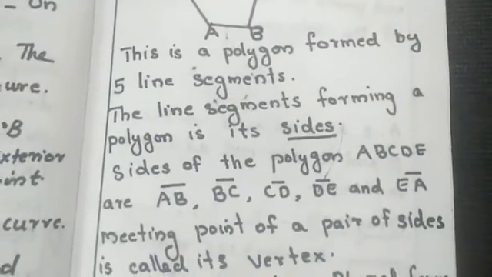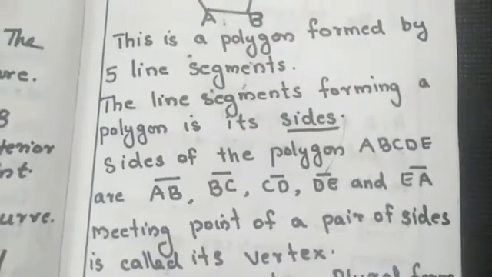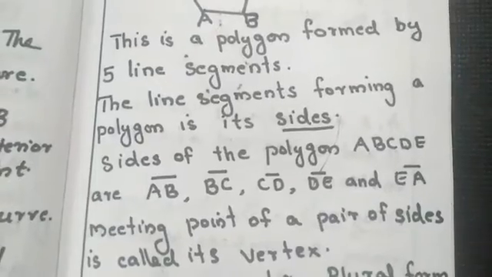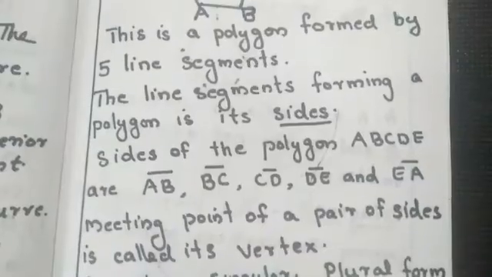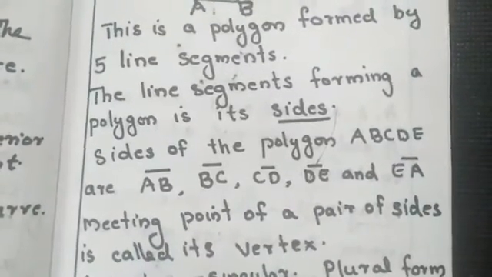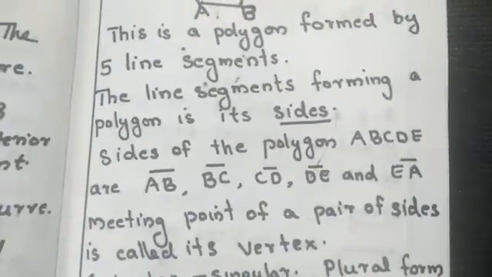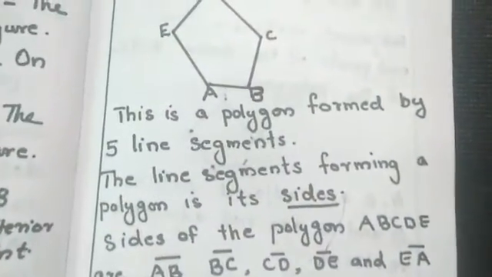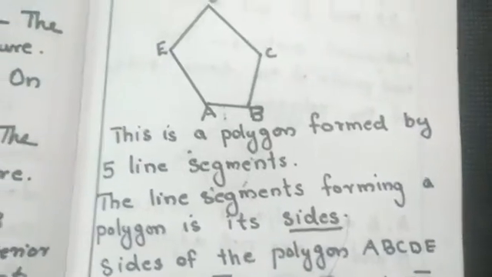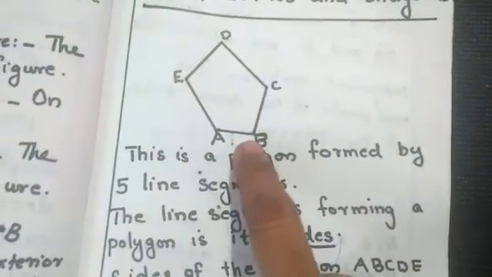Next, the term is vertex. What is a vertex? The meeting point of a pair of sides is called its vertex. A pair of sides means two sides. So, here AB and BC are meeting at the point B. So, this is a vertex.